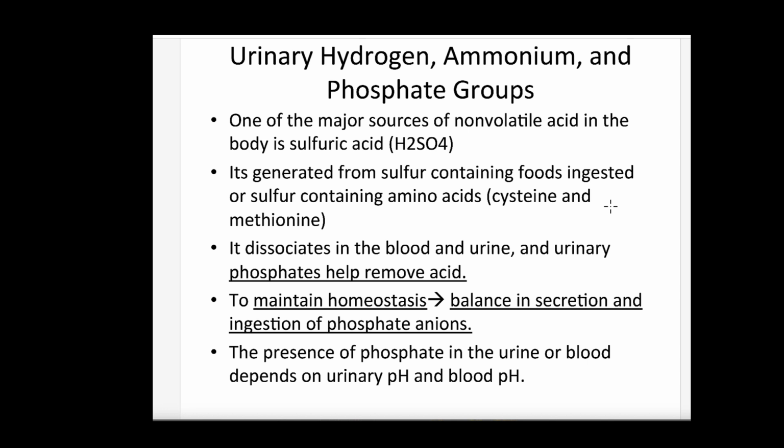To maintain metabolic homeostasis, you have to excrete the same amount of phosphate in the urine that you ingest in food as phosphate anions and organic phosphates such as phospholipids. They have to be excreted in equal portions to help maintain that balance or homeostasis. Whether that phosphate is present in the urine as H2PO4 or HPO4 depends on the urinary pH and the pH of the blood.